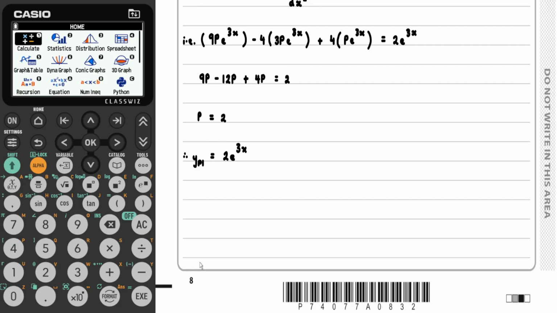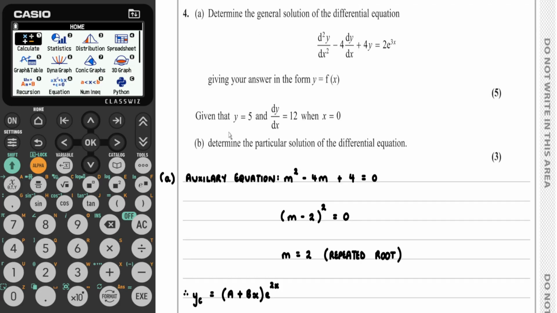The general solution, then, is the sum of the complementary function a plus bx times e to the 2x plus the particular integral 2e to the 3x. Given that y equals 5 and dy over dx equals 12 when x is 0, part B, determine the particular solution of the differential equation.